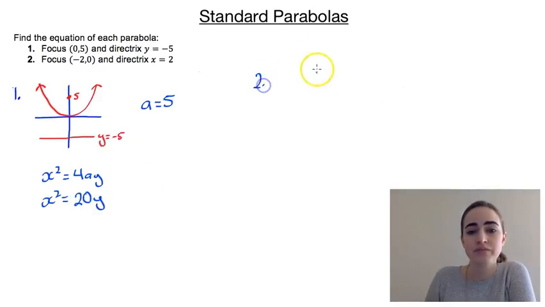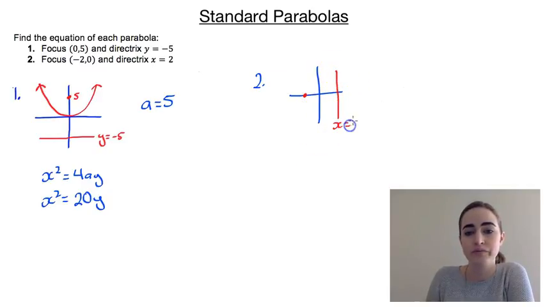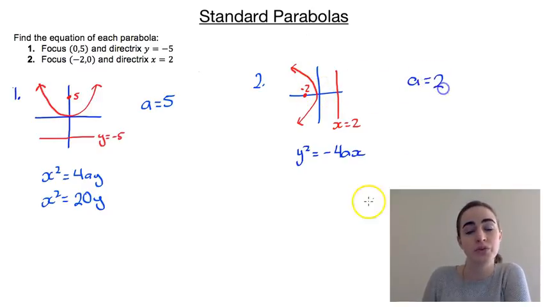For our second question, again, quick sketch. We've got a focus of (minus 2, 0), so that's a focus over here, and a directrix at x equals 2. That should have a minus 2 on it there. So looking at those, we can see that our parabola is going to be concave left. So that means it's going to have an equation in the form y squared equals minus 4ax. We can tell from our diagram that our focal length is 2 units. So our equation is going to be y squared equals minus 4 times 2, so minus 8x.